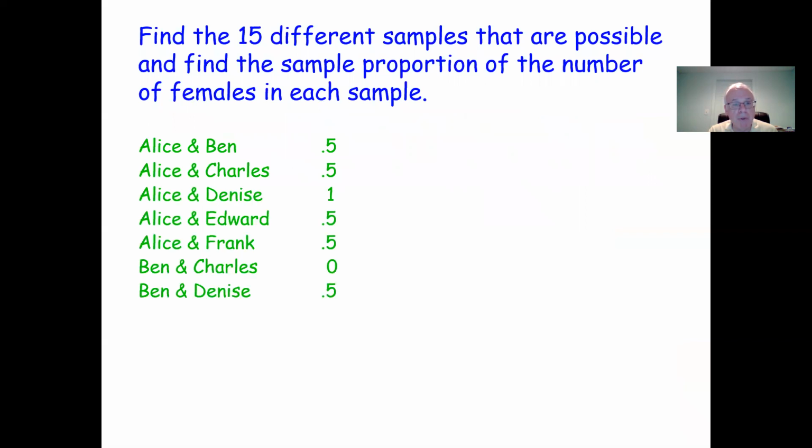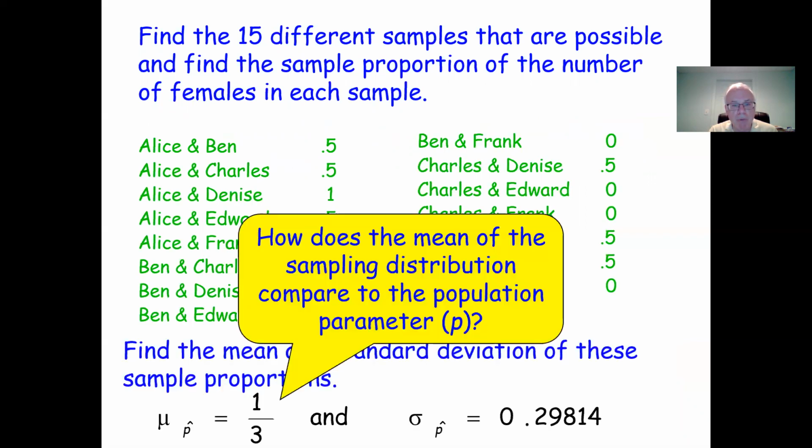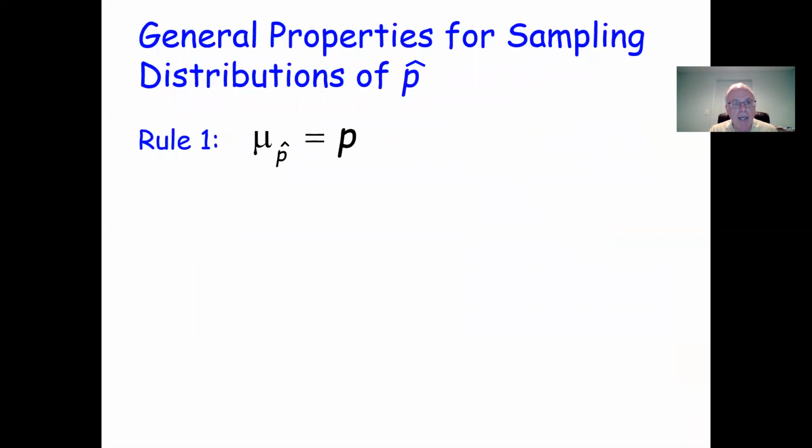I don't want to mix you up. They're just showing you how the following rule is true. The mean of a sampling distribution of p hat is equal to the population proportion.